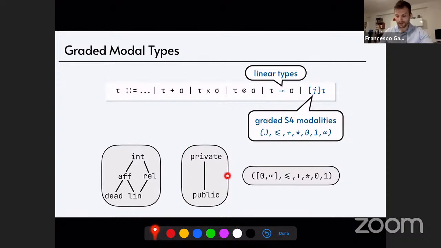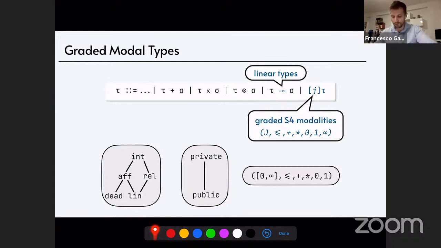We may consider algebras that give us information about security levels. So for instance, here we have a very simple one in which the algebra tells us if the piece of code is private or public, but we can consider richer algebras with more security levels, and everything works fine. And finally, we have the algebra for program sensitivity, where types are decorated with a non-negative real number that tells us intuitively the sensitivity of the program.